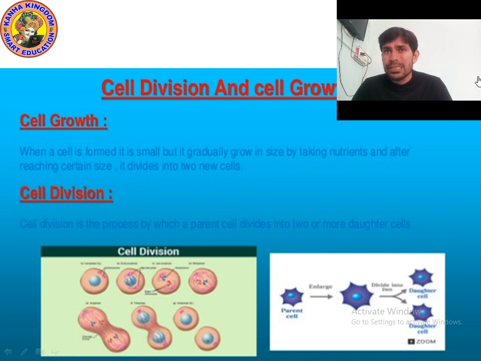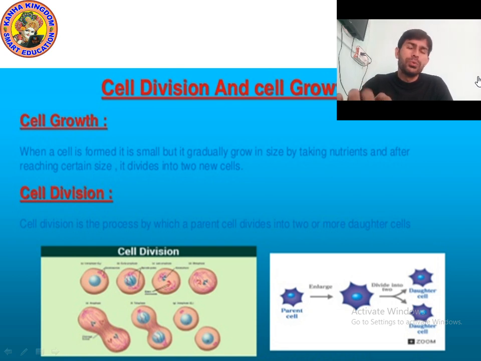Now cell division. Cell division is the process by which a parent cell divides into two or more daughter cells. When the cell divides, first the nucleus divides, then one more cell is formed from the old cell. This new cell formed from the old cell is known as a daughter cell. So cell division is a process by which a parent cell divides into two or more cells. In this way the cell divides.